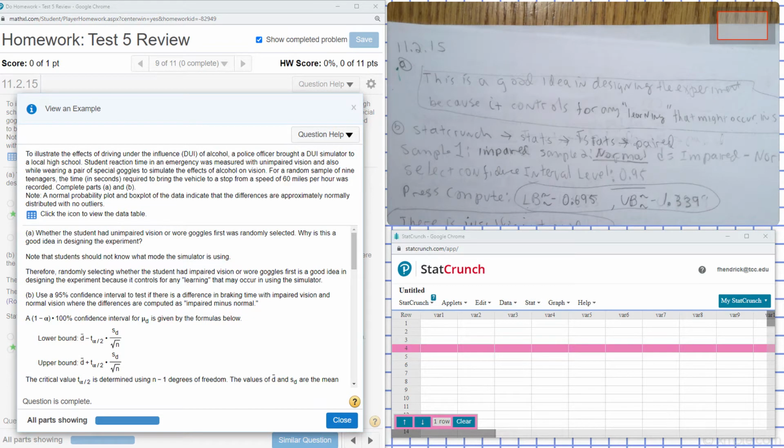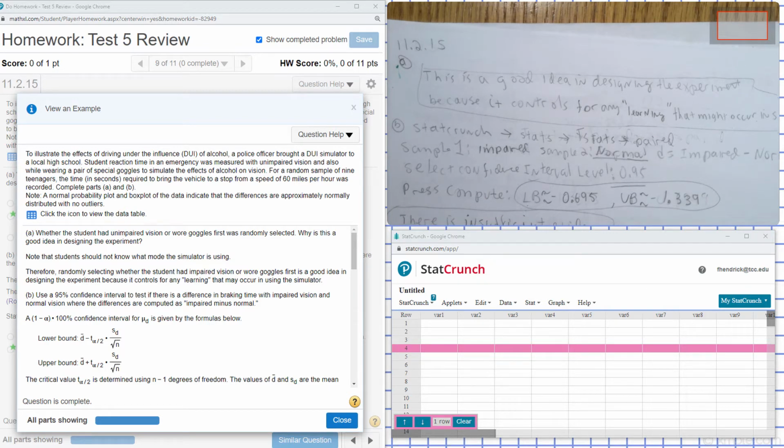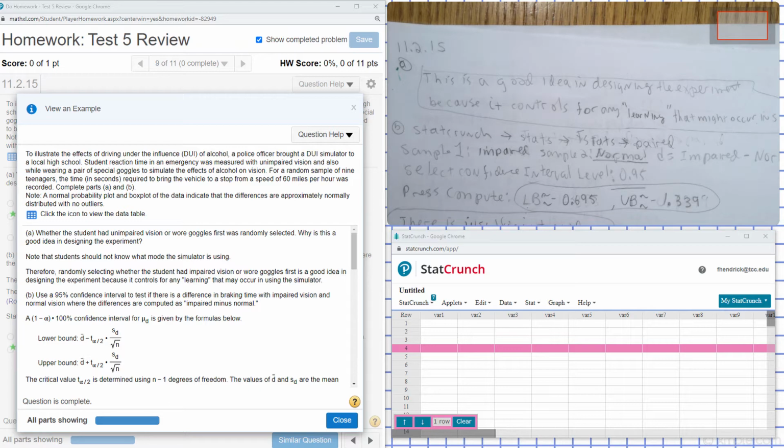Okay, Chapter 11, Section 2, Number 15. To illustrate the effects of driving under the influence of alcohol, a police officer brought a DUI simulator to a local high school. Student reaction time in an emergency was measured with unimpaired vision, and also wearing a pair of special goggles to simulate the effects of alcohol on vision.